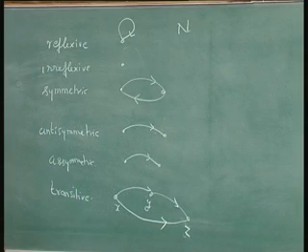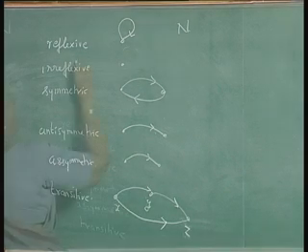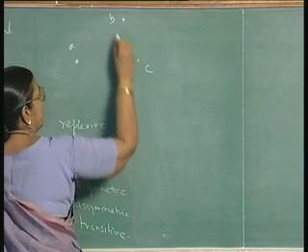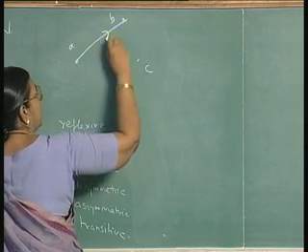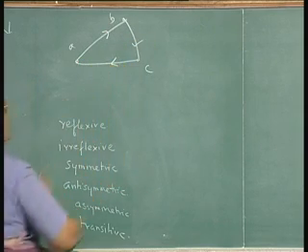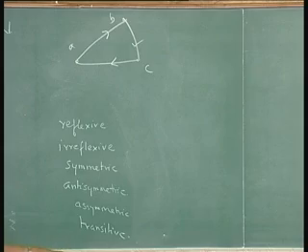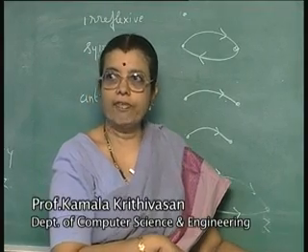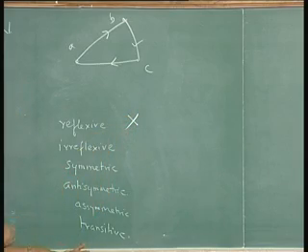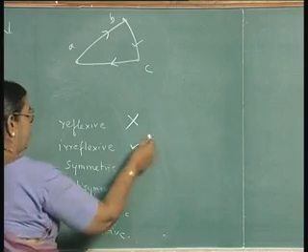Take one more example. Consider this A, B, C, consider this. What can you say about this? Is it a reflexive relation? No self loops, so it is not reflexive. Is it irreflexive? There is no self loop at any node, so it is irreflexive.